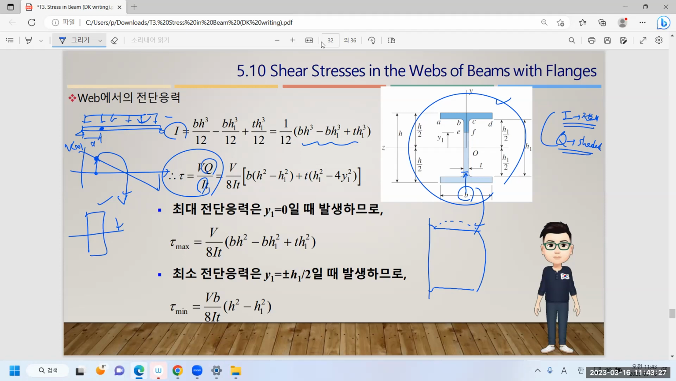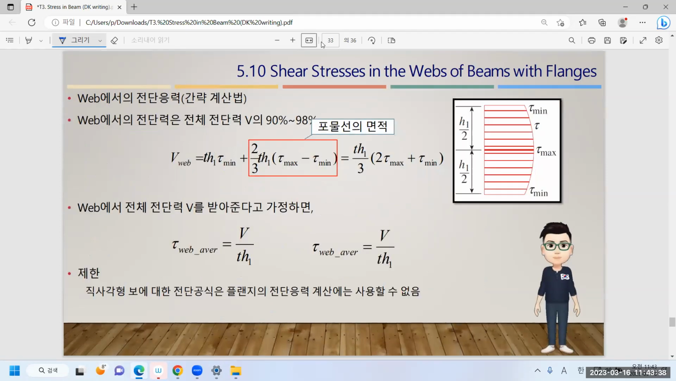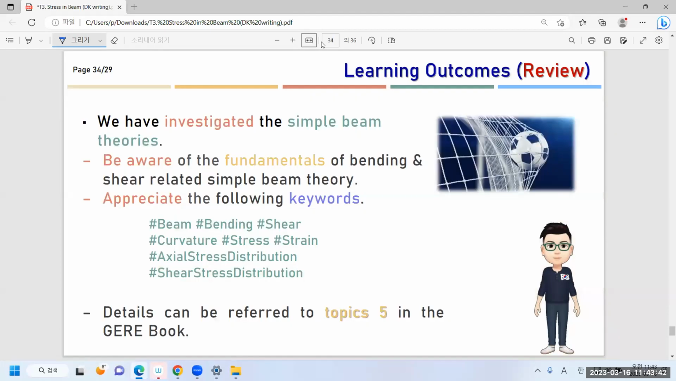The top of the web, the connection part between the flange and the web, that will be the minimum, and the maximum is definitely at the neutral axis. So this is a continuation. Please take a look at it. And this is the last slide. So do you have any questions on this?